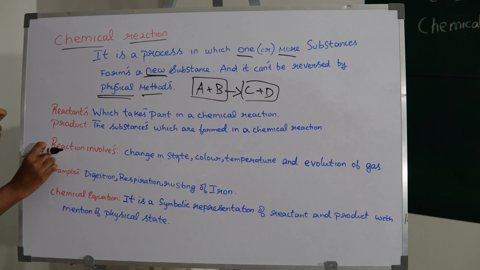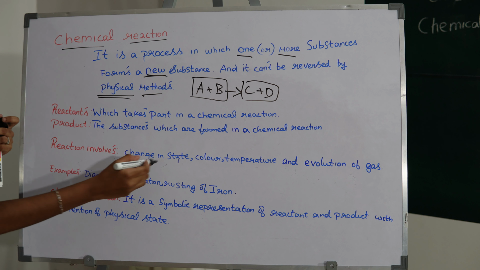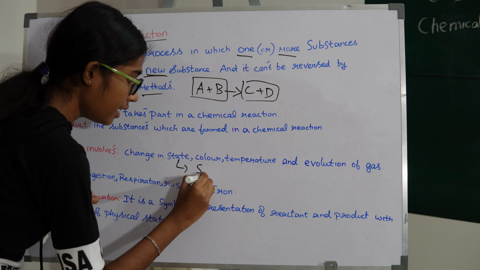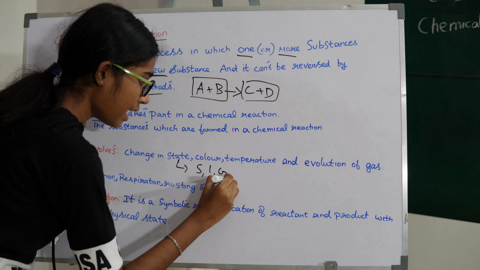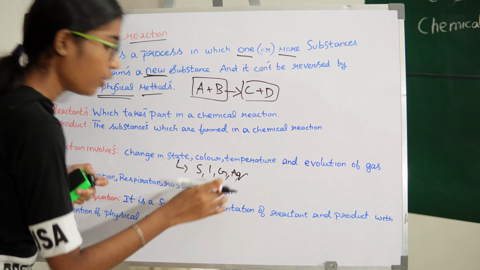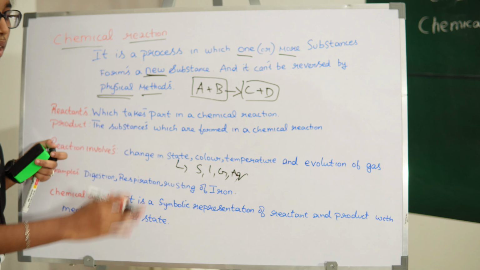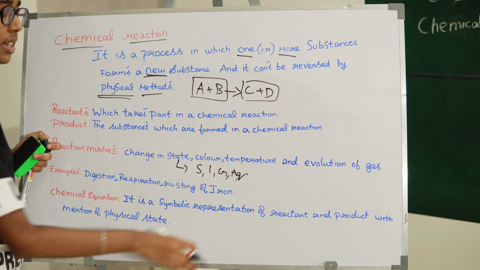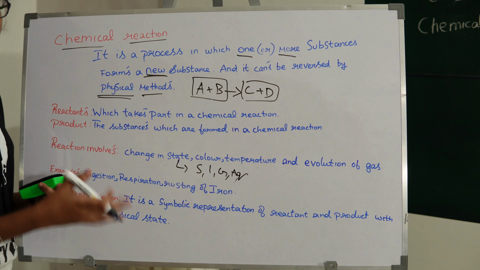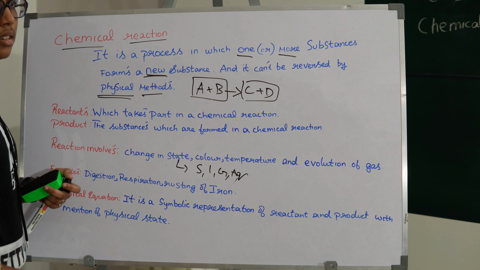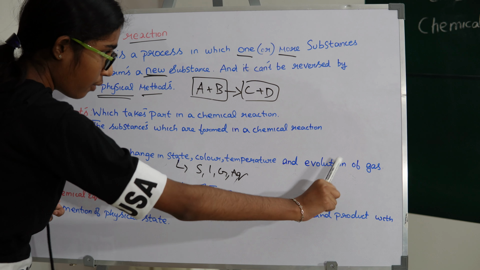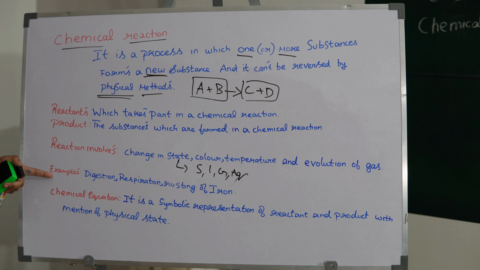Next, a chemical reaction involves change in state. So it can be solid, liquid, gas or aqueous. If you take aqueous, the solvent is water. If the solvent is water, it is called aqueous. Next is color. It can change color and temperature. It may change the temperature and there may be evolution of gas.